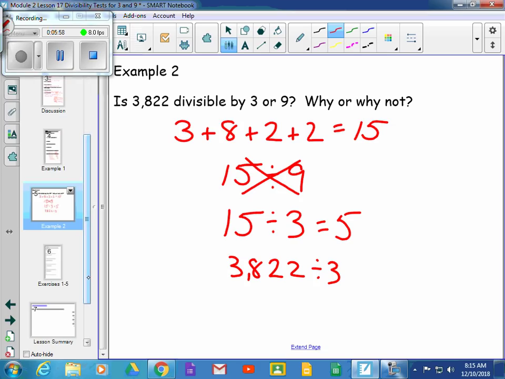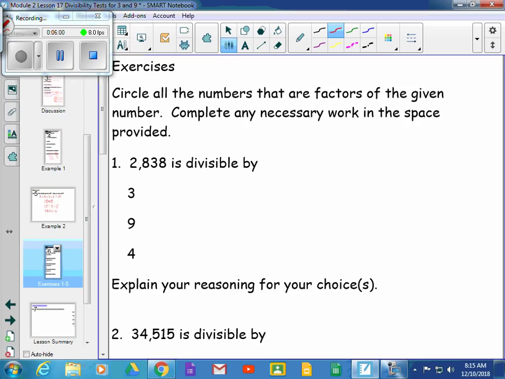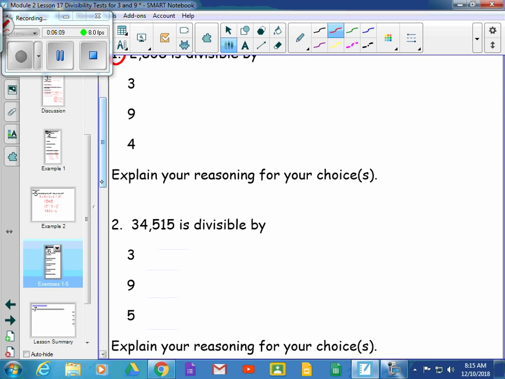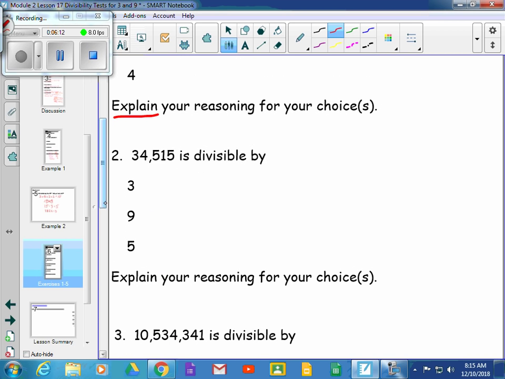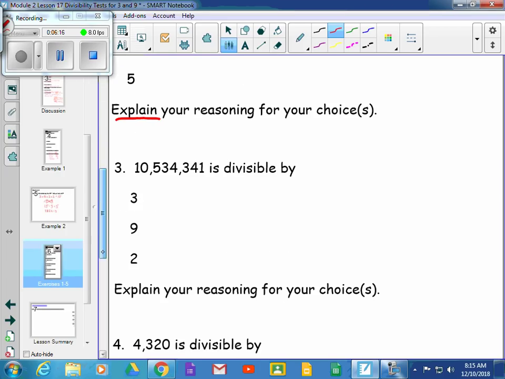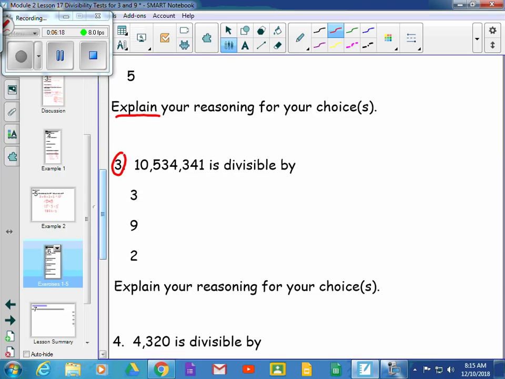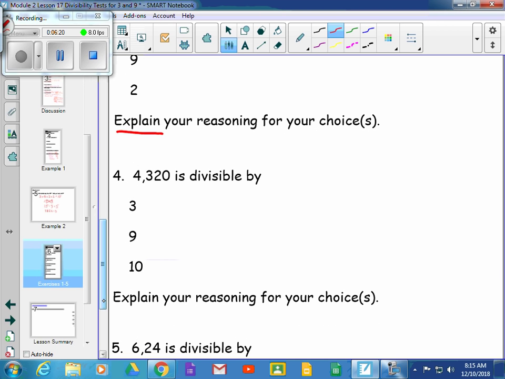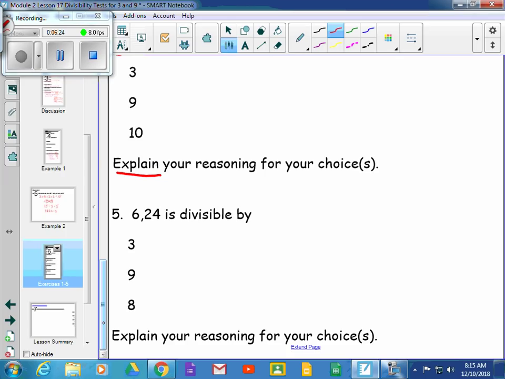Now what I'd like you guys to do is turn to the exercises. And for homework tonight, I'd like you to complete the following. I want you guys to do all of number 1, including the explanations. Number 2, including the explanation. 3, explain. 4, explain. And number 5, explain.